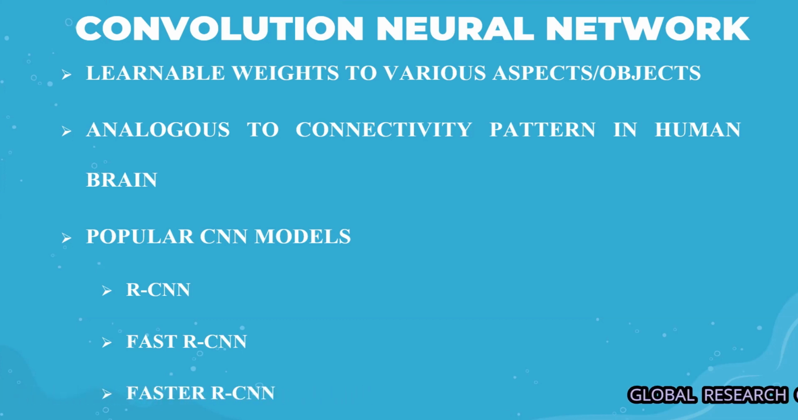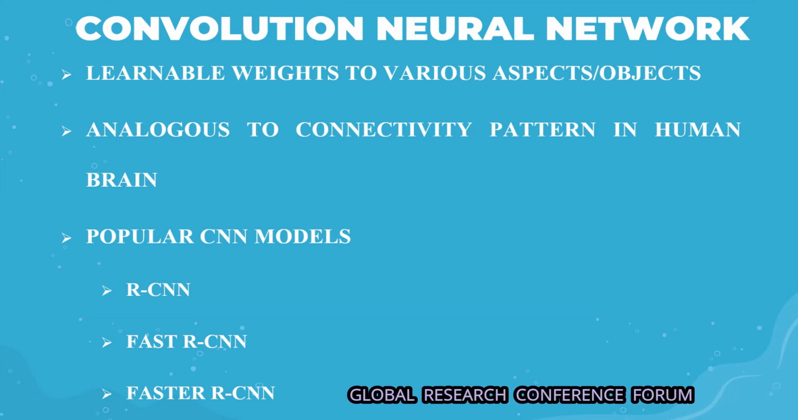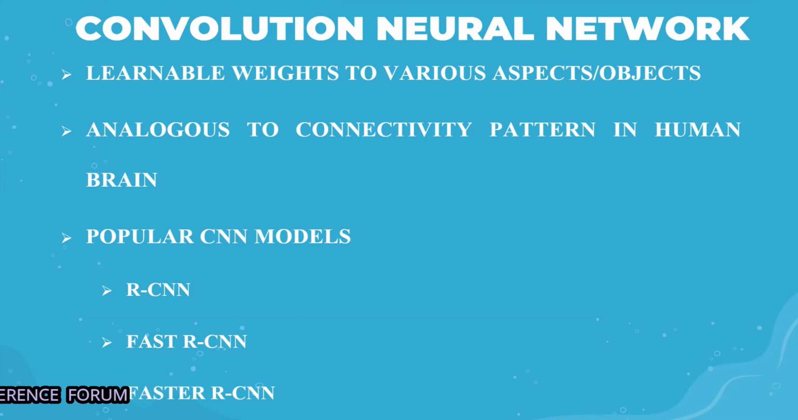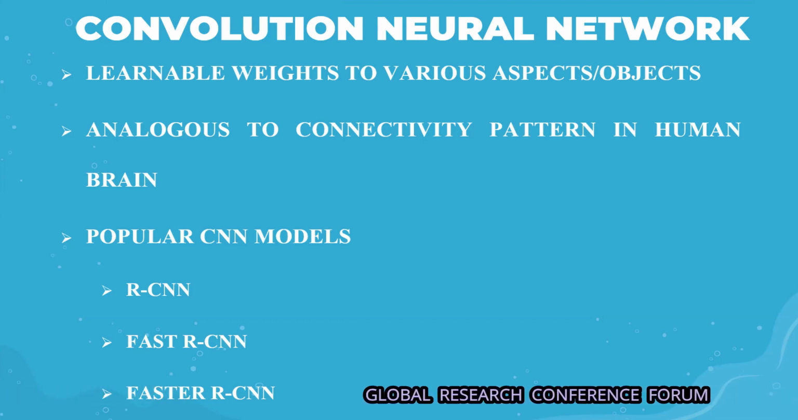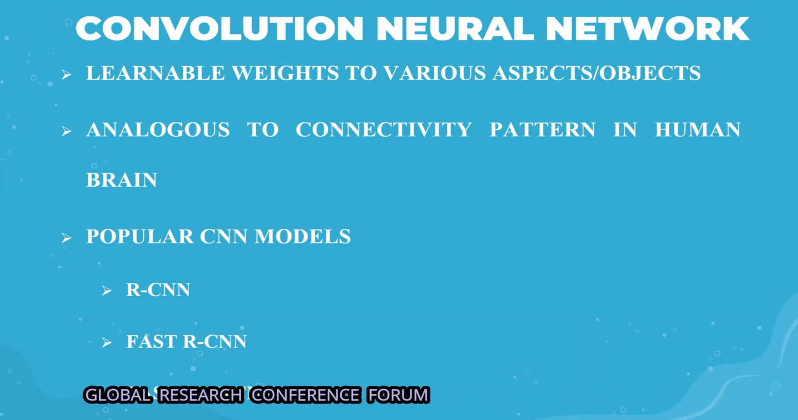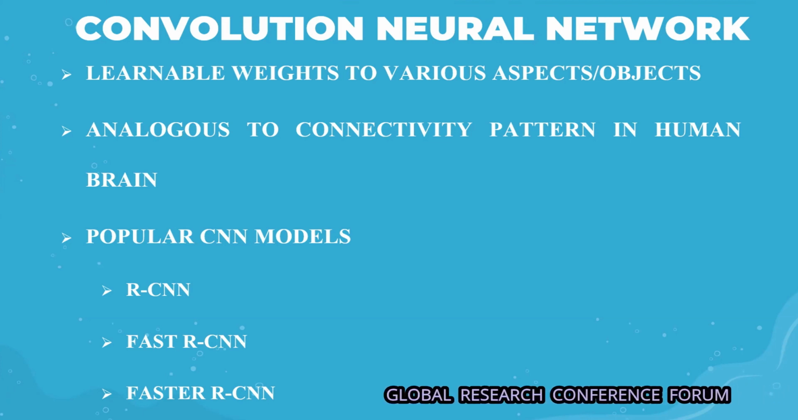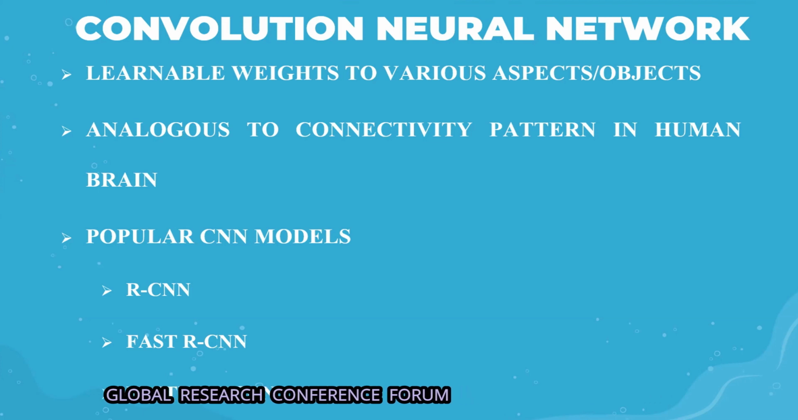The architecture of the convolutional network is analogous to the neuron connectivity pattern in the human brain, and it is inspired by the organization of the visual cortex, where individual neurons respond to stimuli only in a restricted visual field region, which is known as a receptive field. The popular CNN models are RCNN, fast RCNN, and faster RCNN.